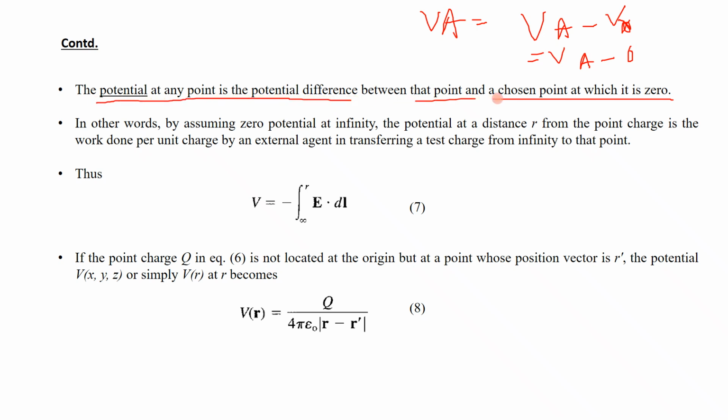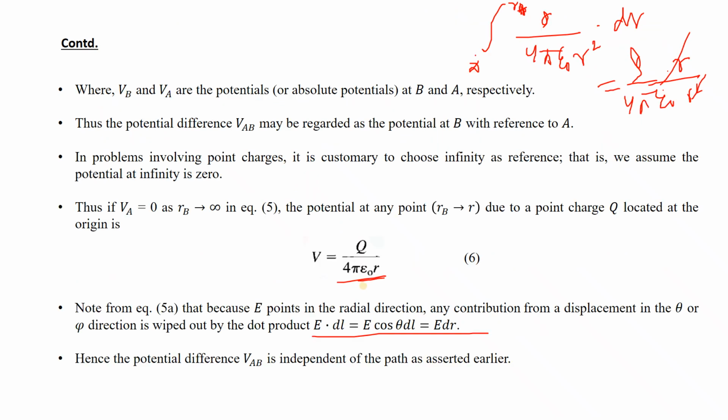That means potential, this is a very important line, the potential at any point is the potential difference between that point and a chosen point at which it is 0. That means potential is also a potential difference, but it is between the potential at VA and the potential at infinity. Then it becomes VA minus 0, because potential at infinity is 0. Okay, so this is the expression from infinity to a point.